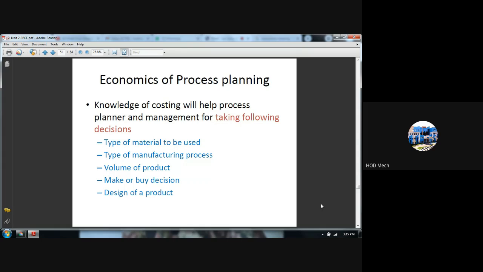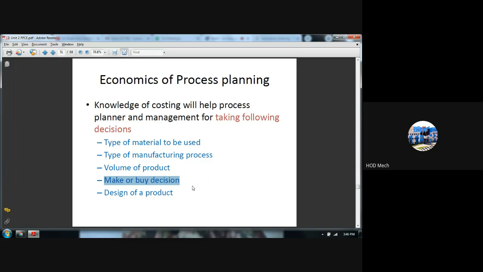அப்ப இத பாருங்க, when you have that knowledge of costing, ஒரு process engineer, இப்ப நீ ஃபைனல் இயர் படிக்கும் போது உனக்கு அந்த ப்ராசஸ் காஸ்டிங்ல நாலேஜ் இருந்துச்சுன்னா, what can you do? You can have the knowledge on deciding what type of material can be used. You will be having the knowledge on what type of manufacturing process you can use. Make related decisions based on volume of product. You can make a make or buy decision. Make or buy decision என்ன?